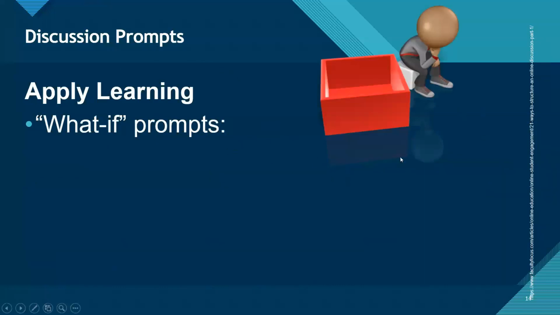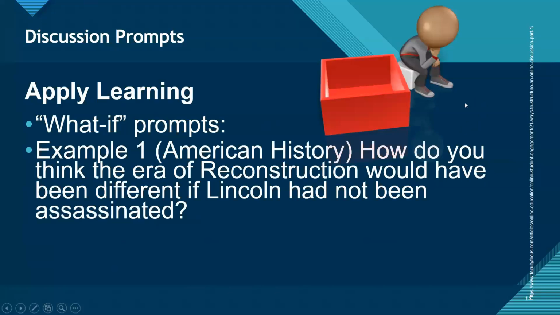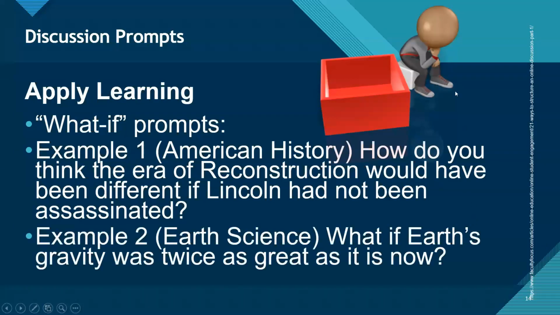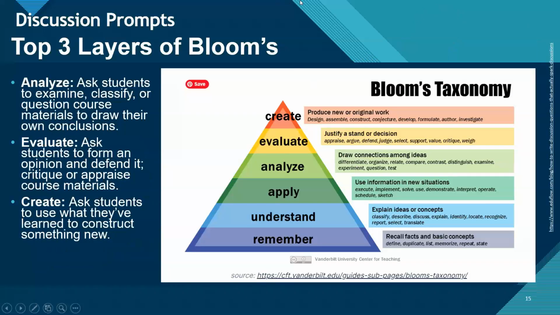So a couple of other application type questions. What if prompts? For American history, how do you think the era of Reconstruction would have been different if Lincoln had not been assassinated? This is going to require students to know what actually did happen in Reconstruction and to think about what would have been different if Lincoln had still been alive during that time. Or what if Earth's gravity was twice as great as it is now? Again, they have to understand the effects of gravity before they can explain what would be the result of twice as much gravity.